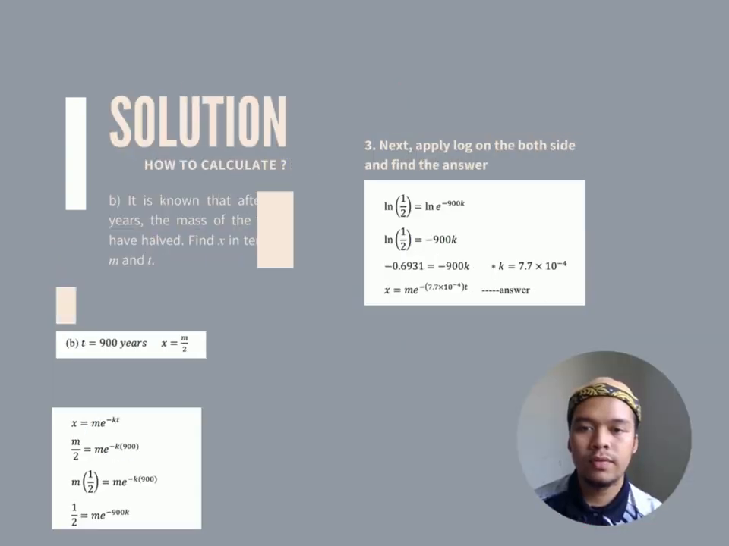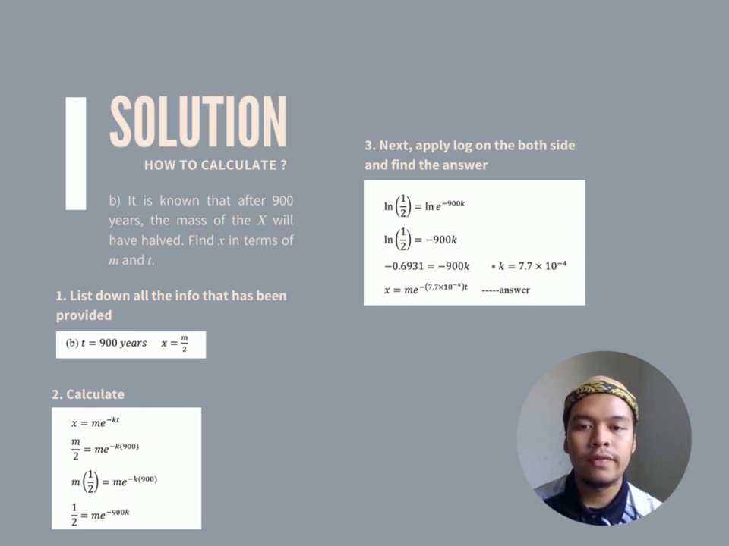So for question B, it is known that after 900 years, the mass of X will have halved. Find X in terms of M and T. So first step, we list down all the information that has been provided in the question. In this question, the information is T equal to 900 years and X equal to M over 2.